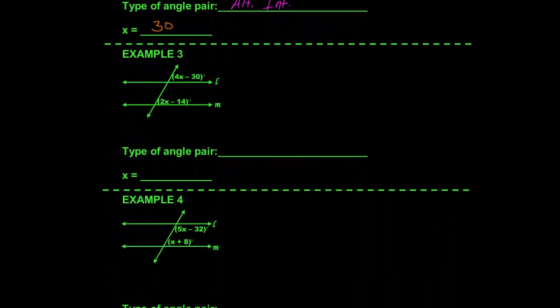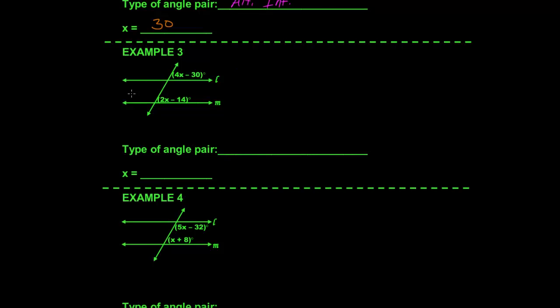Example 3. There's my interior. Now, right here, our angles are on the same side, but they're neither both interior nor both exterior. That leaves our corresponding. So that's our type of angle pair. Corresponding angle pairs are equal.